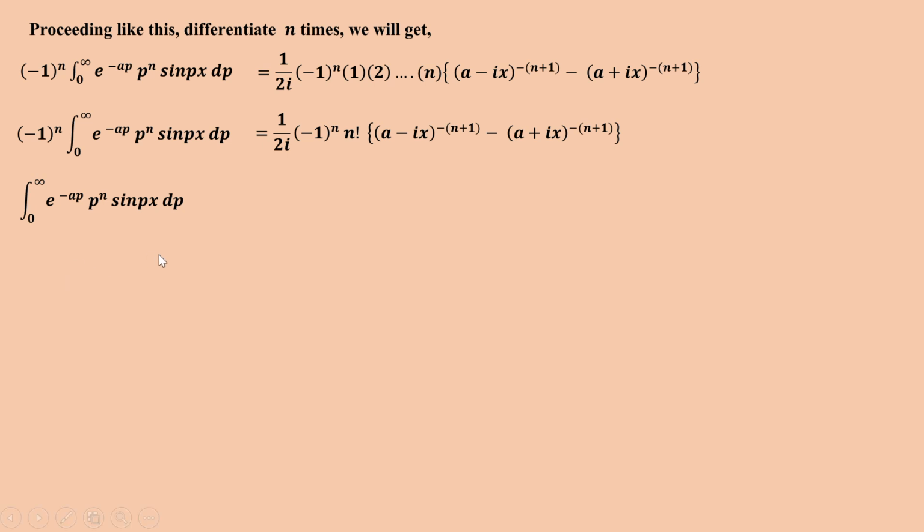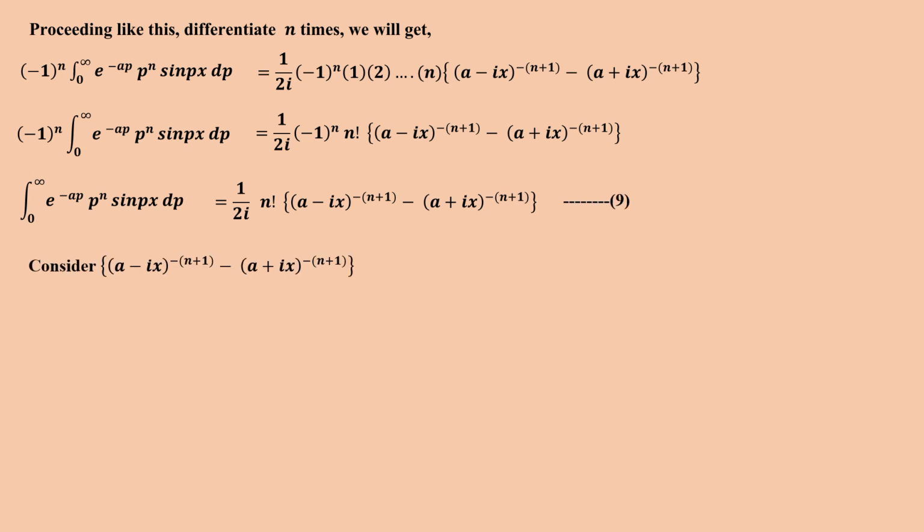So the integral from 0 to infinity of e^(-ap) p^n sin(px) dp is equal to 1/(2i n!) [(a - ix)^(-(n+1)) - (a + ix)^(-(n+1))]. That is equation number 9. So we are going to consider the term (a - ix)^(-(n+1)) - (a + ix)^(-(n+1)).